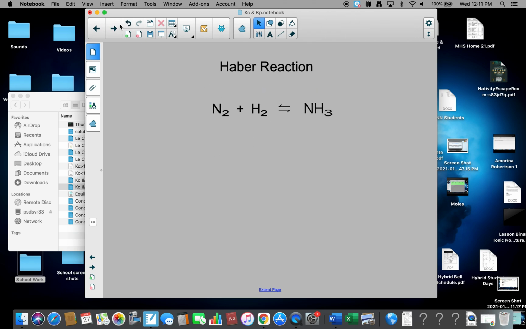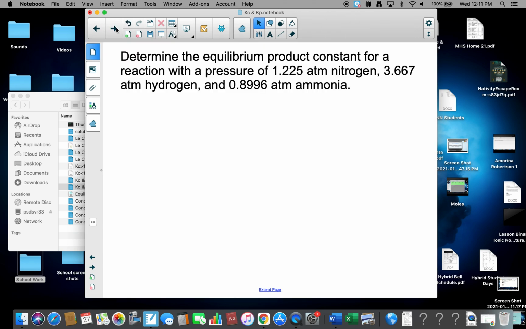And of course, if we balance it, determine the equilibrium constant for the reaction with a pressure of 1.225 atmospheres nitrogen, 3.667 atmospheres of hydrogen, and 0.8996 atmospheres of ammonia. There's our reaction, balanced. We have it like that.